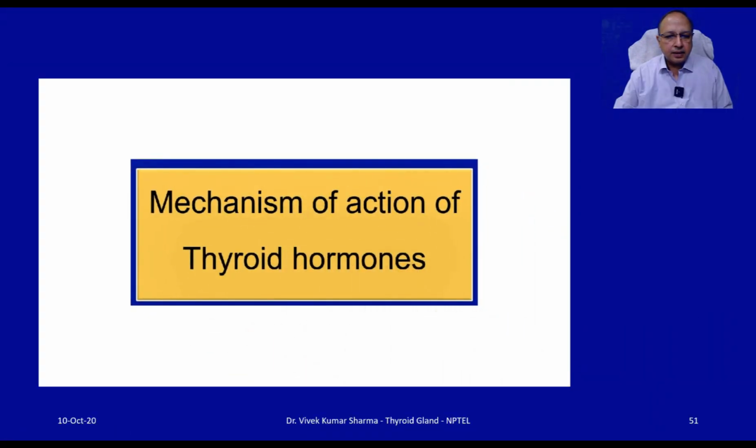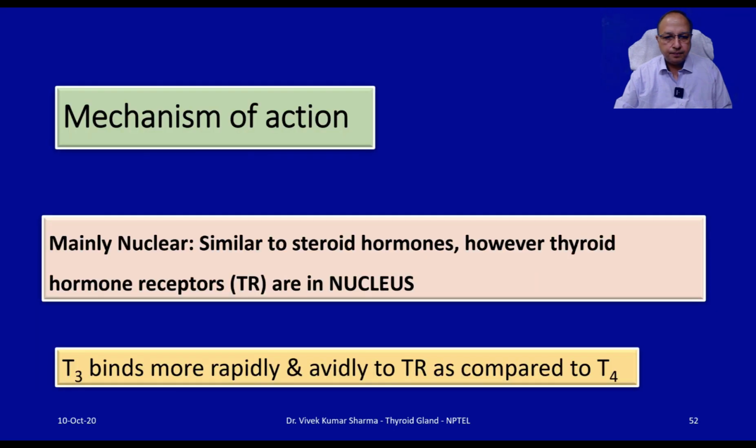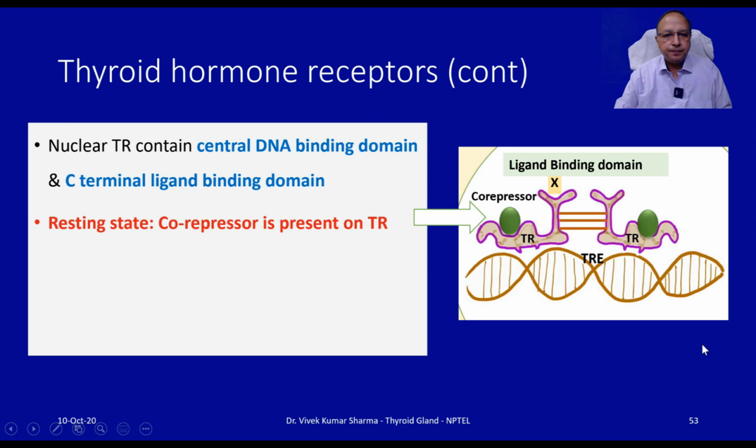Now let us discuss the mechanism of action of thyroid hormones. The thyroid hormone receptors are similar to the steroid hormone receptors. However, thyroid hormone receptors are in the nucleus, not in the cytoplasm. And T3 binds more rapidly and avidly to the thyroid receptors as compared to the T4 hormone.